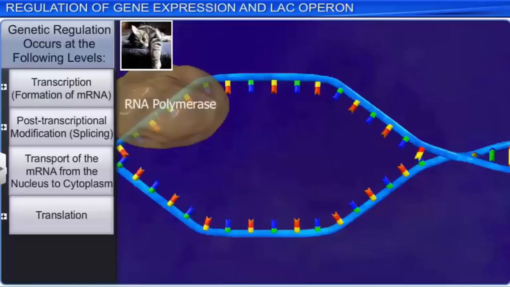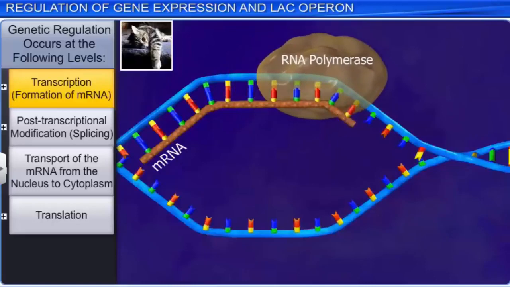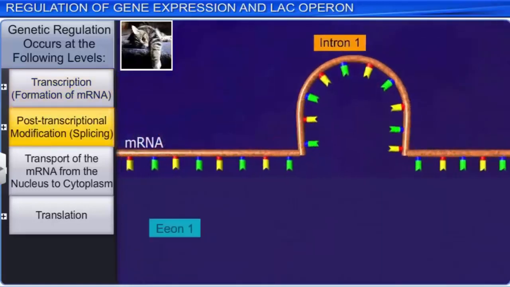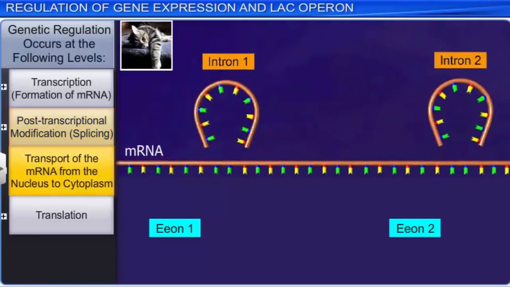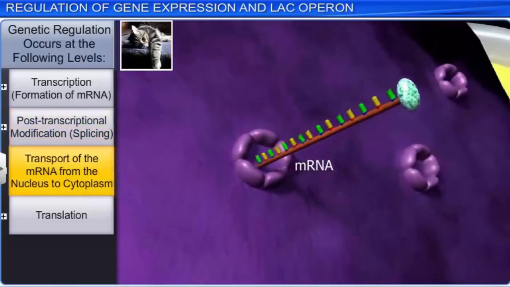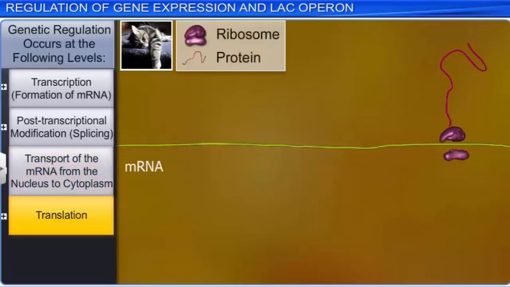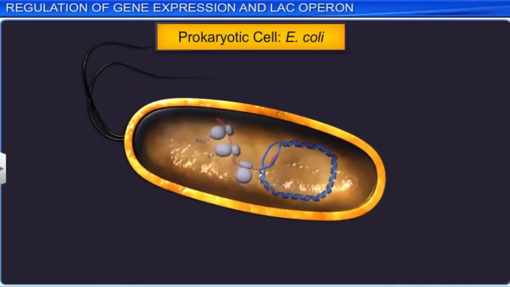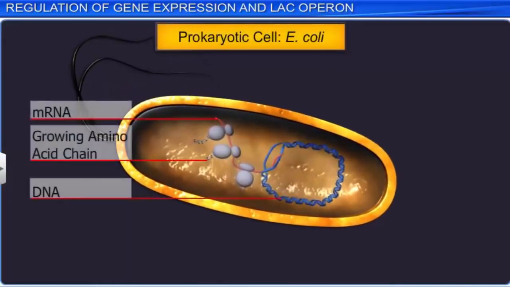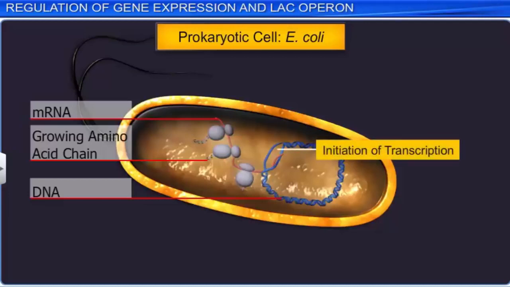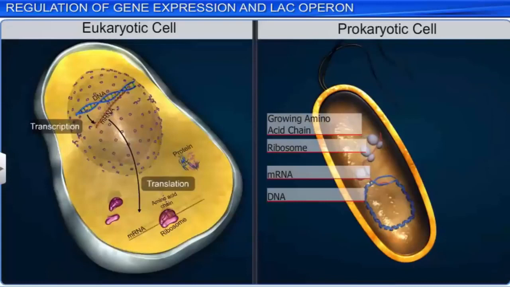In cats and other eukaryotes, genetic regulation occurs at the following levels: transcription, post-transcriptional modification, transport of the mRNA from nucleus to cytoplasm, and translation. While in prokaryotes such as E. coli, the predominant site of gene regulation is the initiation of transcription. Therefore, we see that gene expression is regulated differently in eukaryotes and prokaryotes.